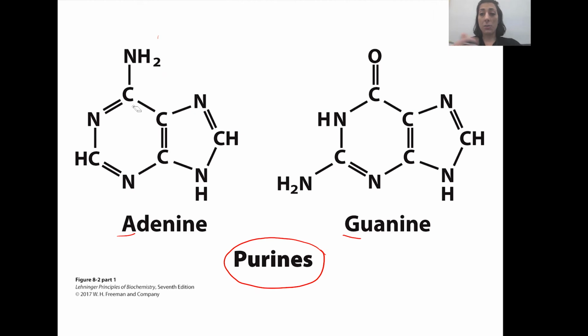Now, where do these rings attach to the sugar? On adenine and guanine, they utilize this nitrogen, usually drawn on the bottom left nitrogen, and it's drawn there in that position normally as a way to remember that this is where the nitrogenous base attaches to the sugar.